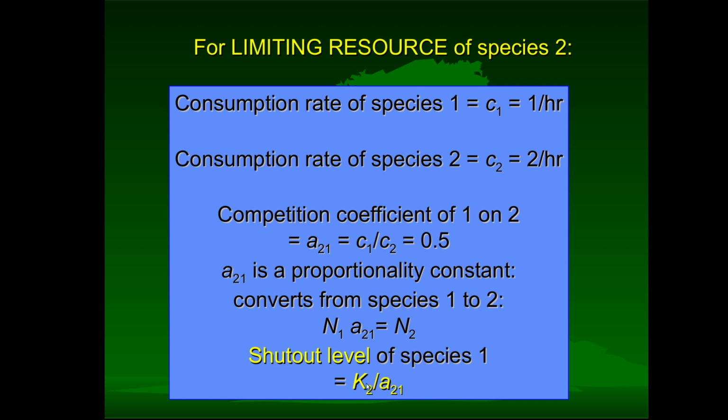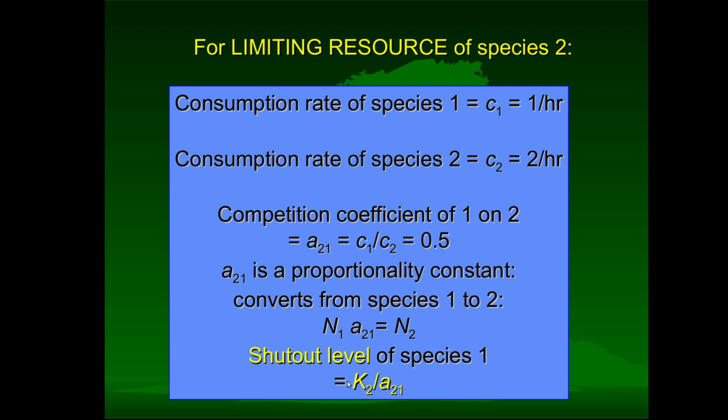So K2 individuals of species 2 consume the entire supply of 2's limiting resource. To find the number of individuals of species 1 that achieves this consumption rate, we need to convert K2 individuals of species 2 to an equivalent number of individuals of species 1 in terms of consumption of species 2's limiting resource. We do this very simply.